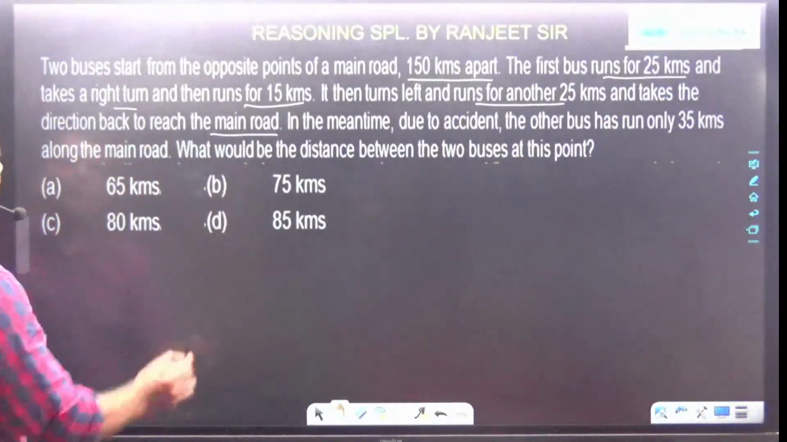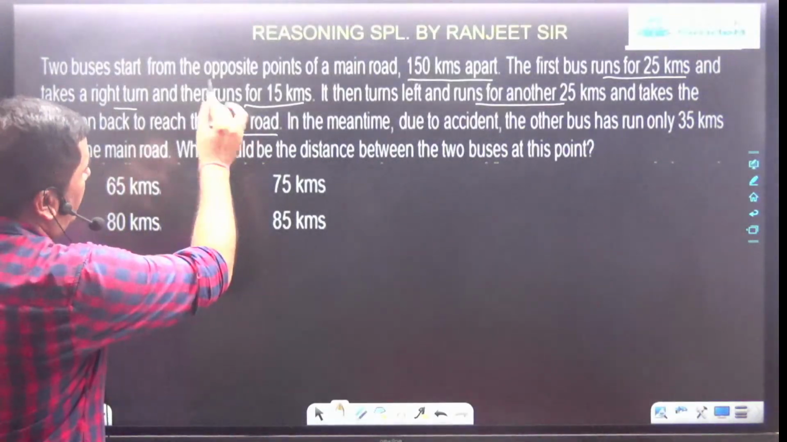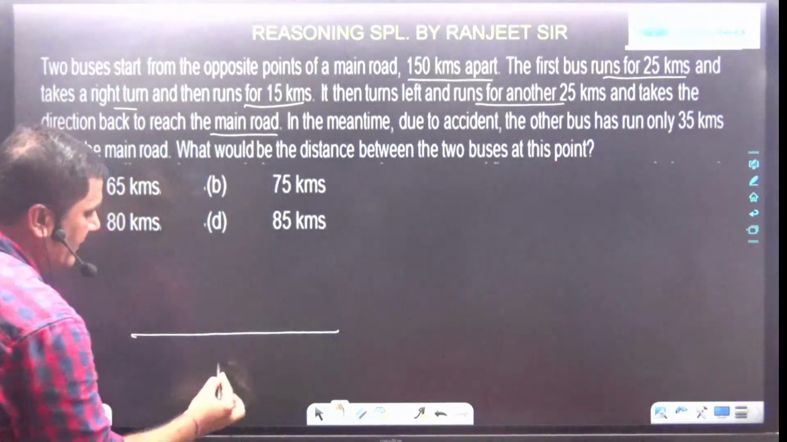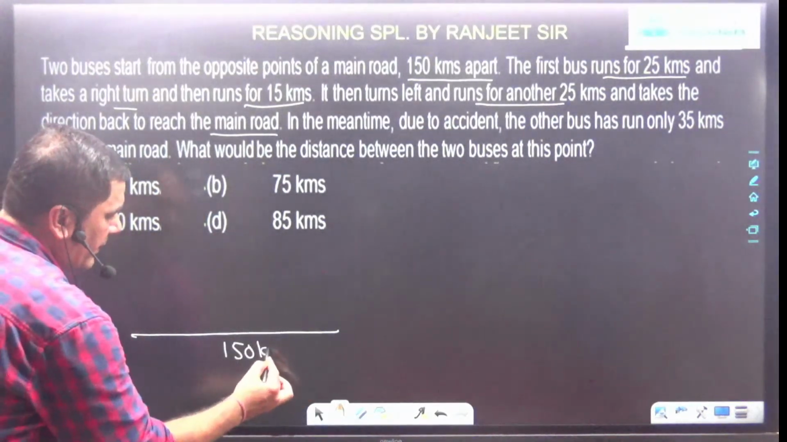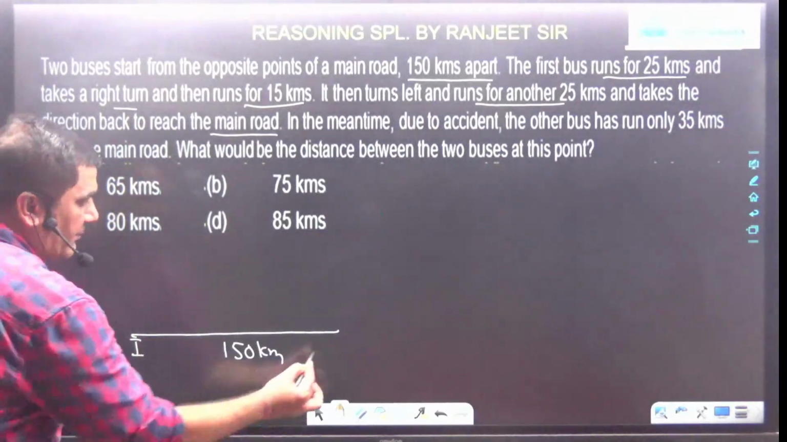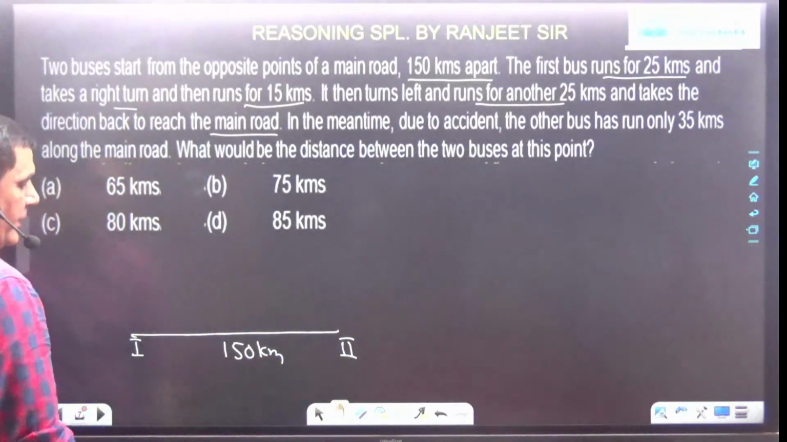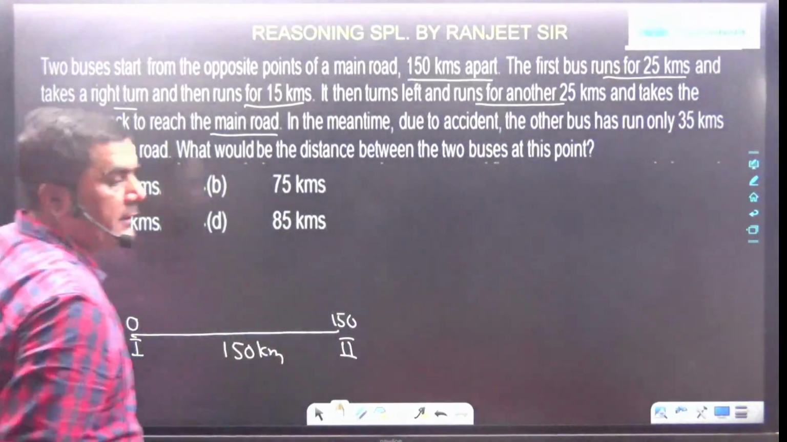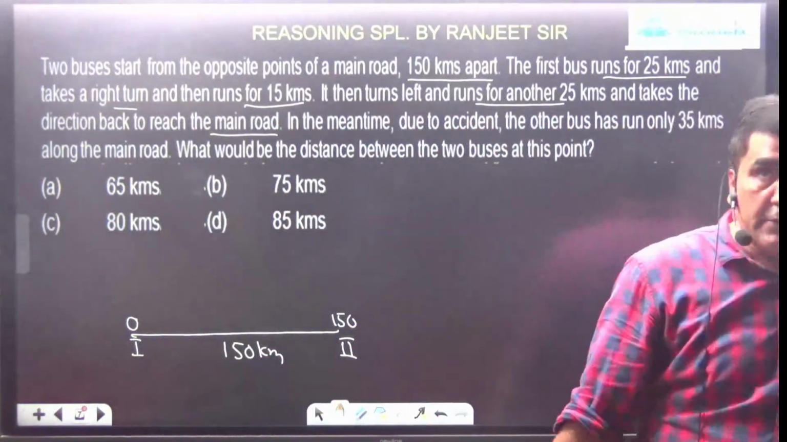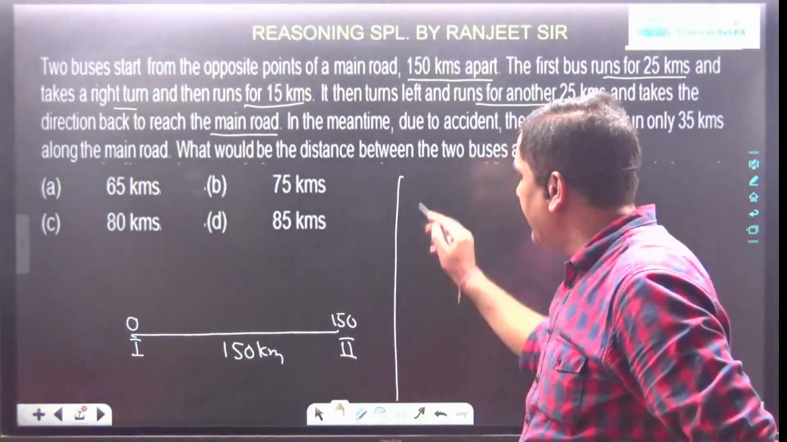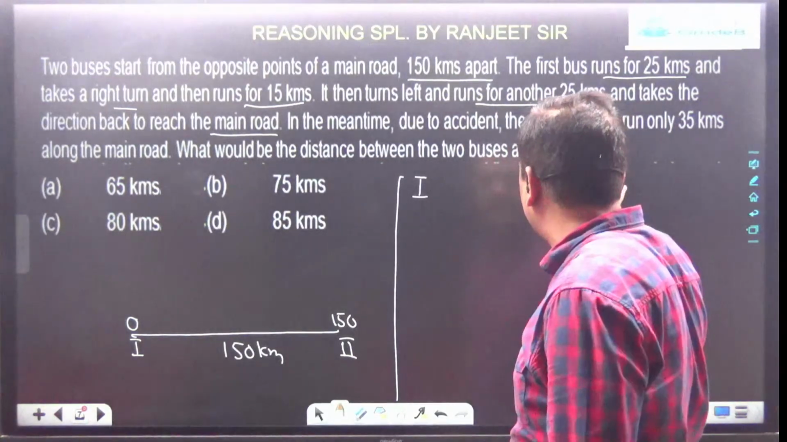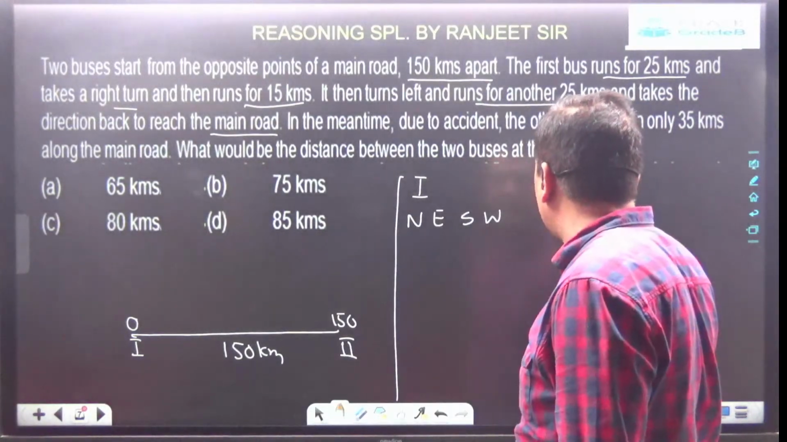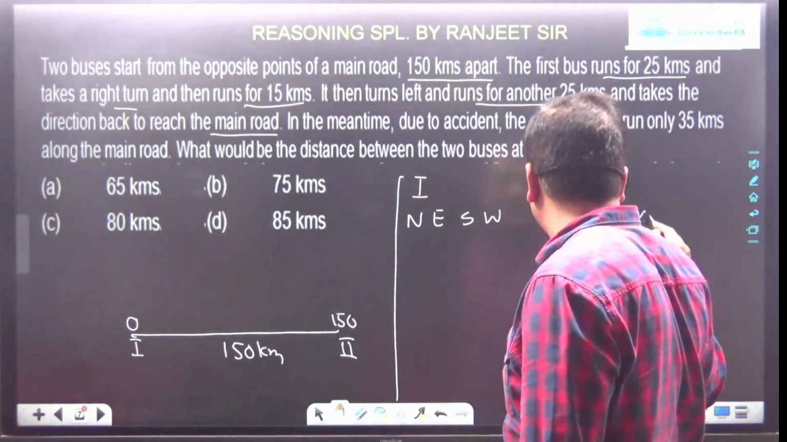Let's start. Now here they are saying two buses start from opposite points of a main road 150 kilometers apart. Means what? Distance is given to be how much? 150. And this is bus number 1 and this is bus number 2. So I will assume this to be 0 and this to be 150. Clear? Now I will make NESW for the first bus over here and the second bus over here. NESW for the first bus will be like this, and for the second bus something like this.